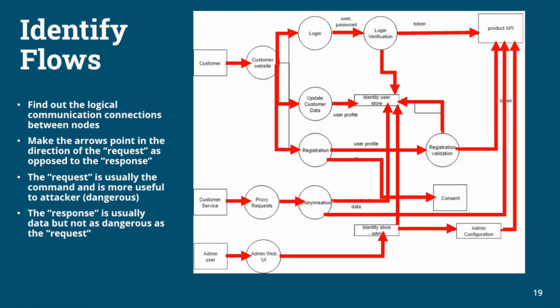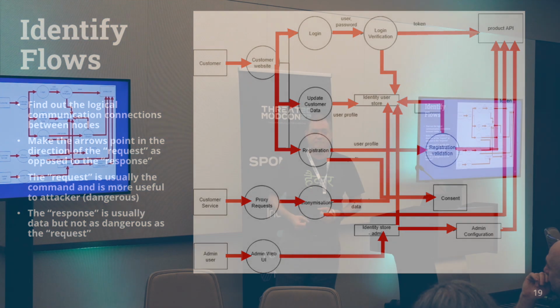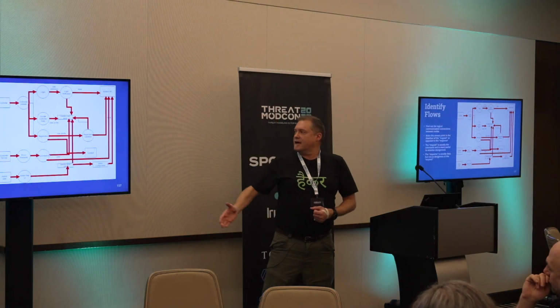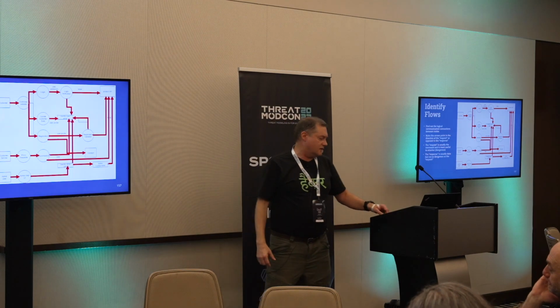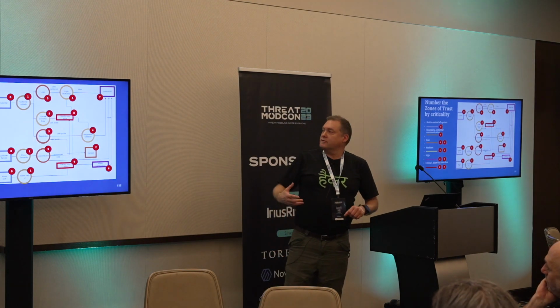Why is that? I mean, everyone here probably knows that. It's because the response is data, but the request is where the damage happens. That's where I can actually do my number. So if we identify the request to response, we identify the flows within a certain design right here, then we can go through the zones of trust.